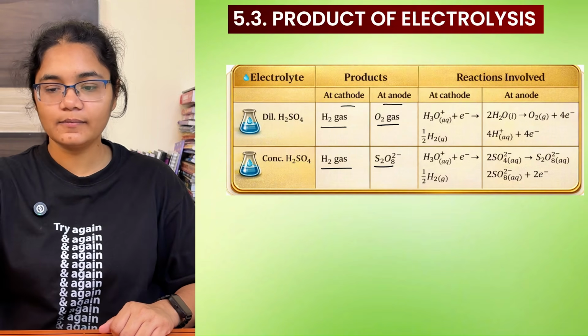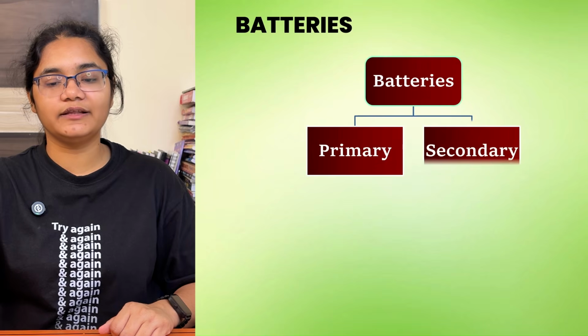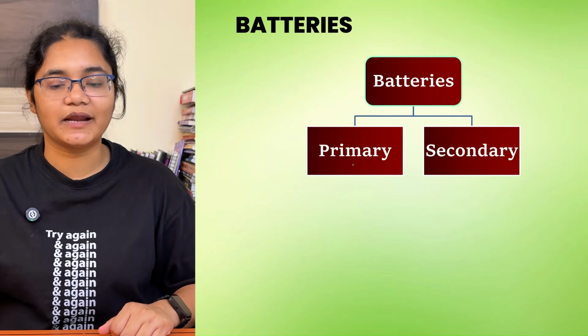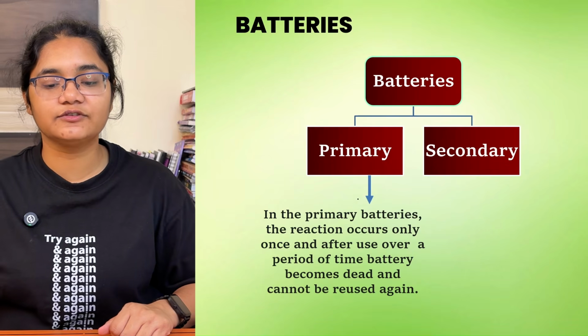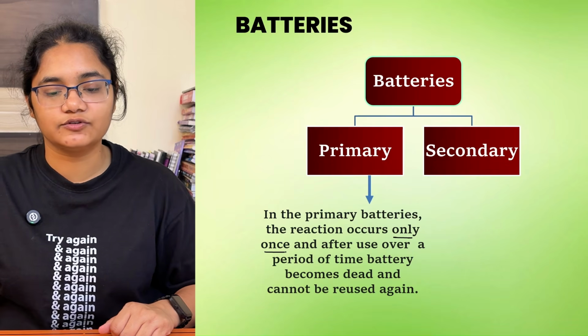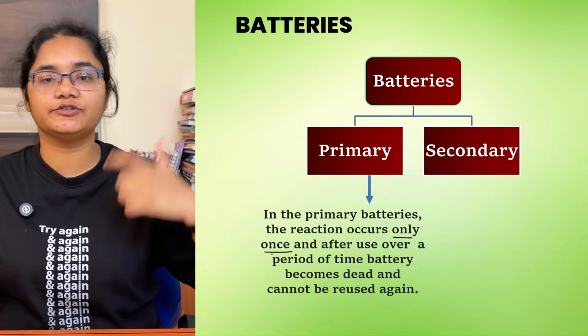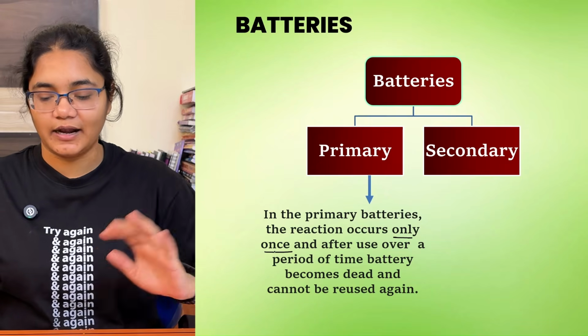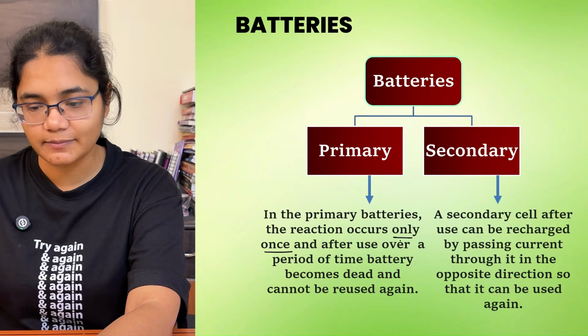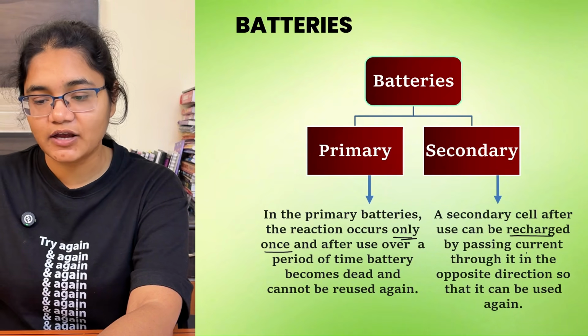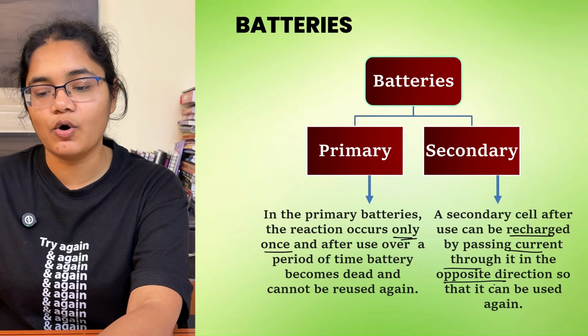Okay. Next, we'll talk about batteries. So we have two types of batteries. One is your primary battery and the other one is the secondary battery. Primary batteries are those batteries which can be used only once. Means that if the reaction is over, the battery is of no use after that. But secondary batteries are those which can be used again and again, means these batteries can be recharged by passing current through them in the opposite direction.